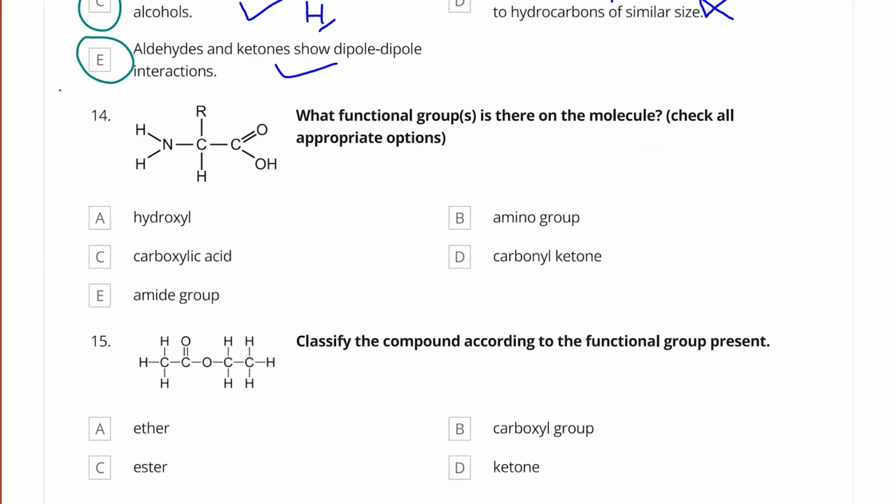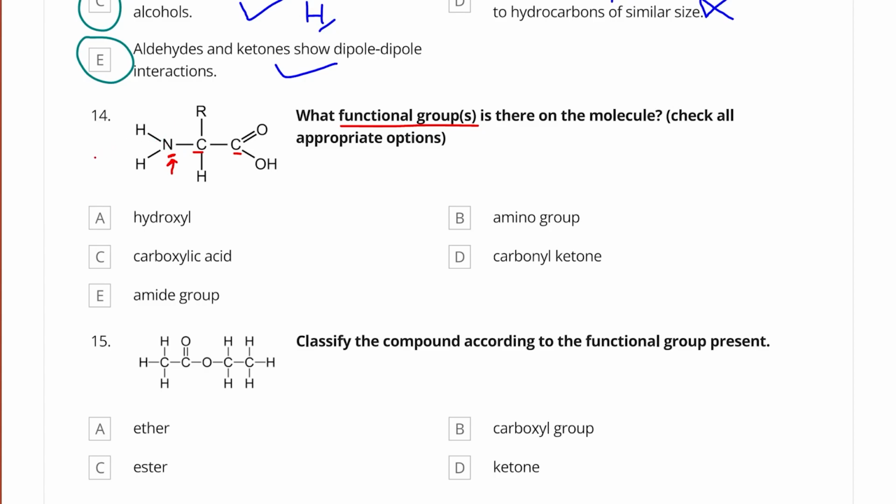Question 14. What functional group or groups are there on the molecule? So check all appropriate options. I want you to define the functional groups. Look at the carbon backbone. Here we have carbon and nitrogen. So we have 2 important functional groups having nitrogen, amines and amides.